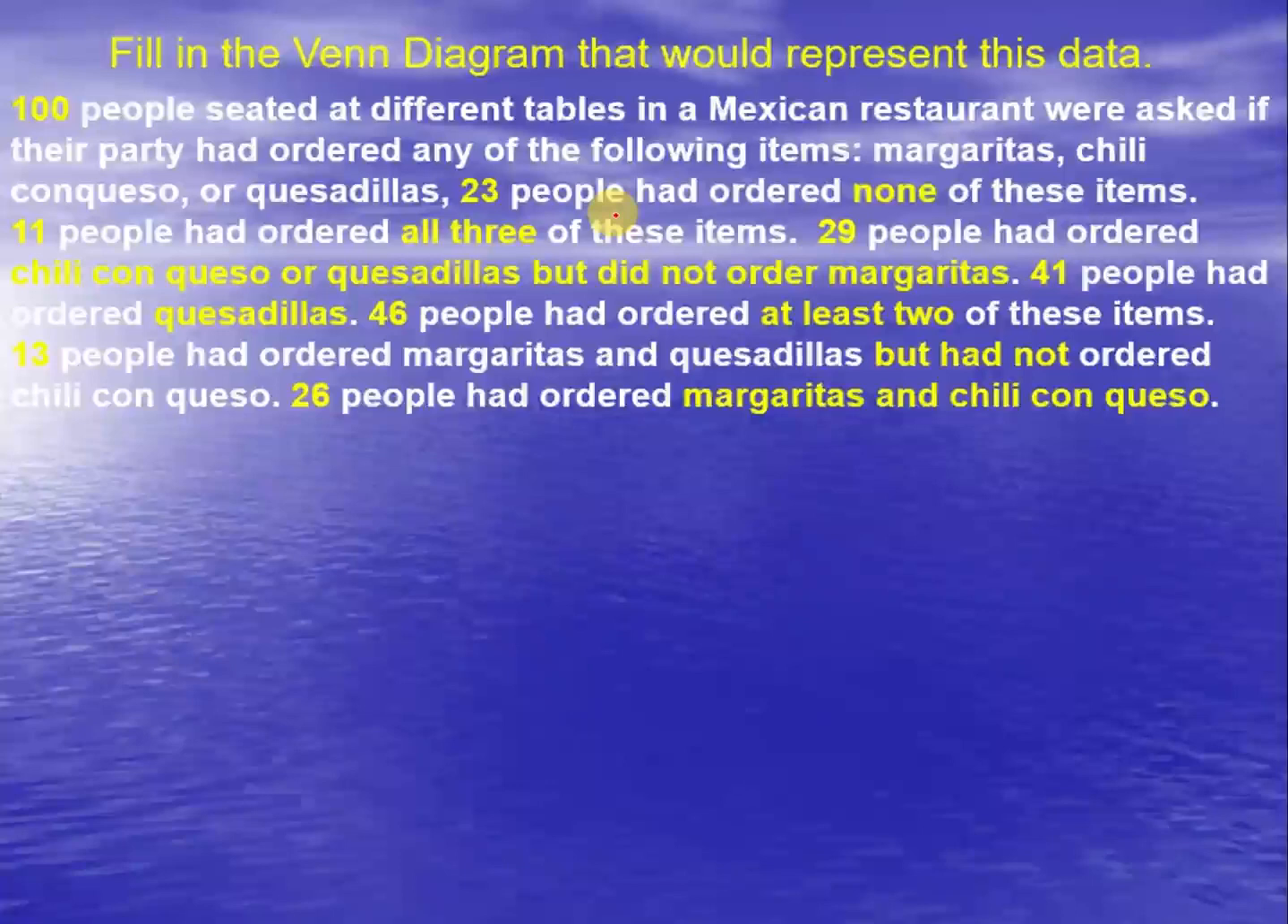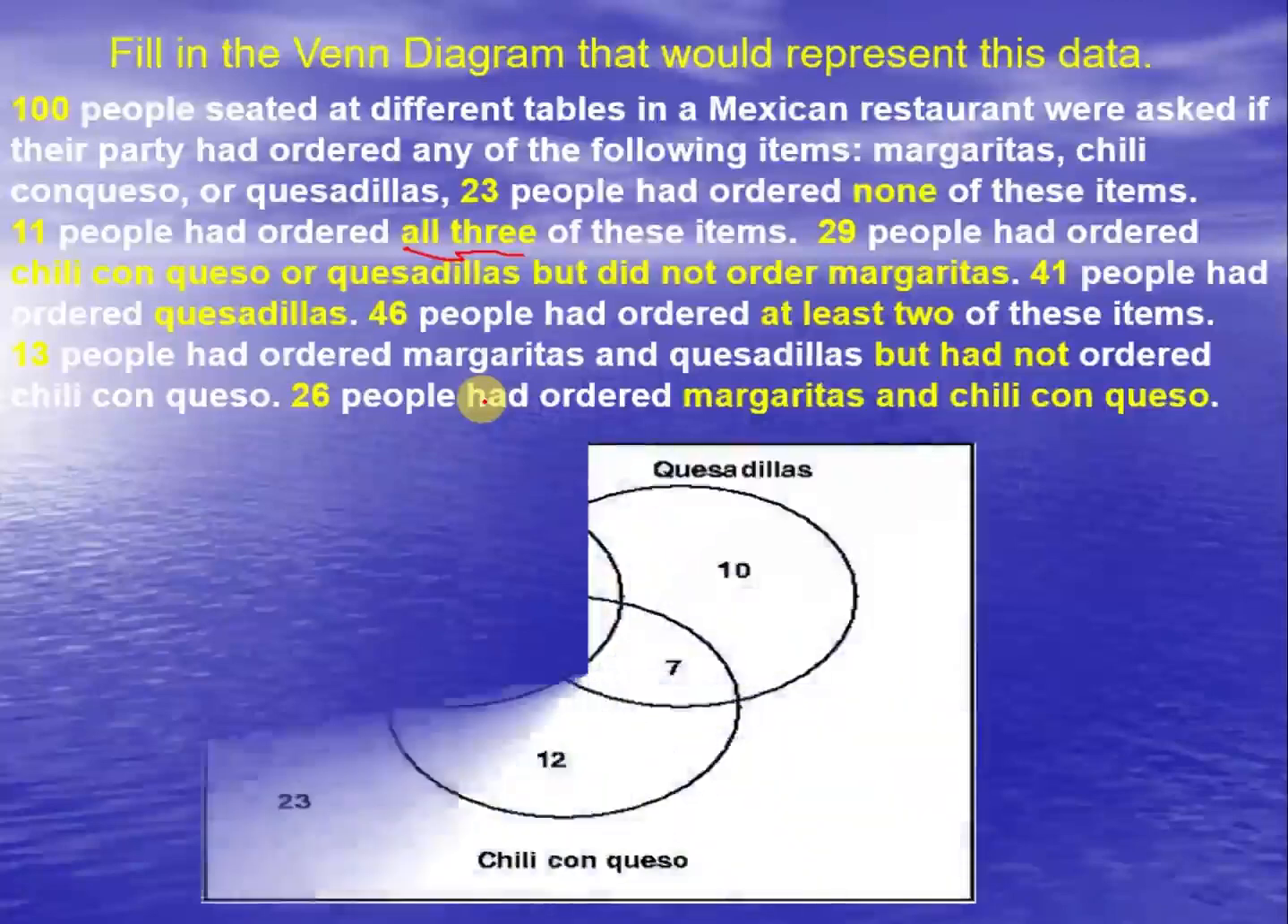41 people had ordered quesadillas. 46 people had ordered at least 2 of these items. 13 people had ordered margaritas and quesadillas, but have not ordered what? Chili. 26 people had ordered margaritas and chili at the same time. Now, looking at this, we have been mentioning 3 different items, which means that we are talking about a 3-set problem. So you first break your data down into smaller pieces which you can deal with, and now you draw the Venn diagram for your data.